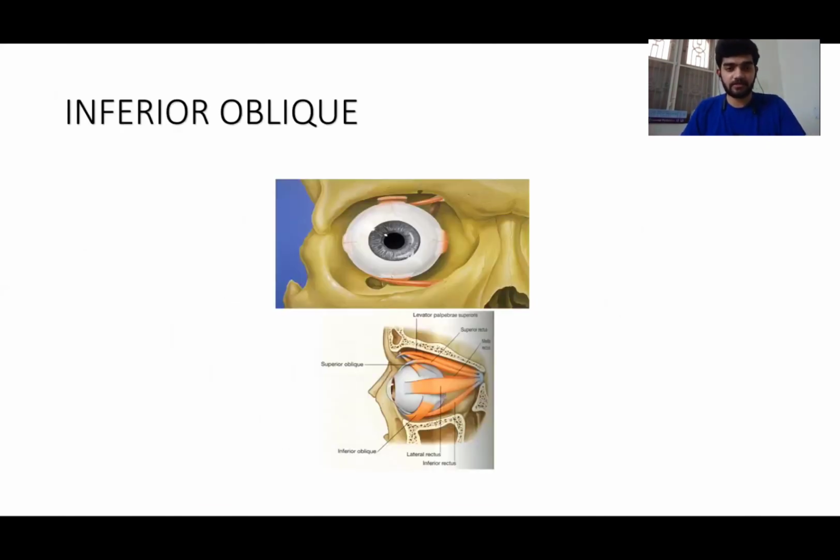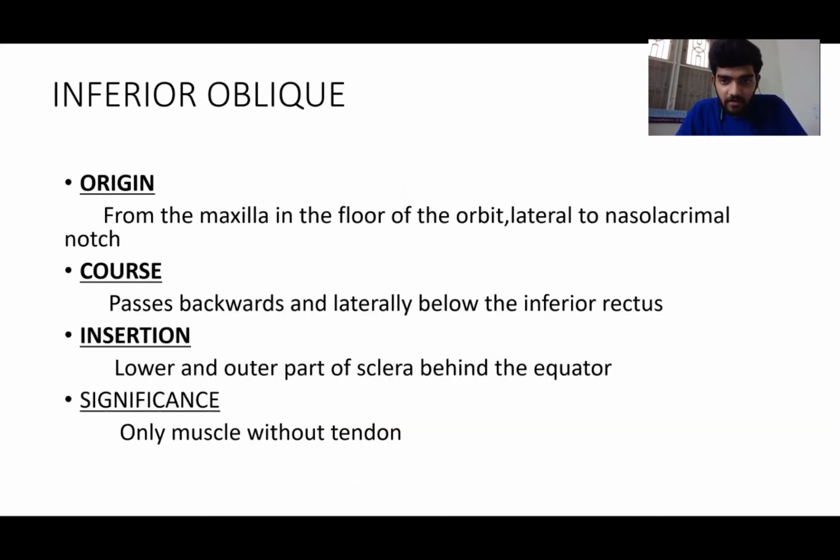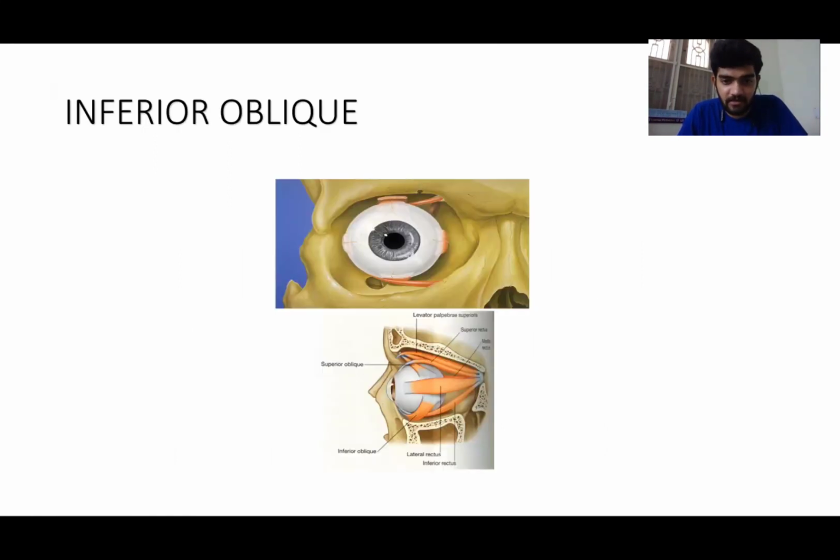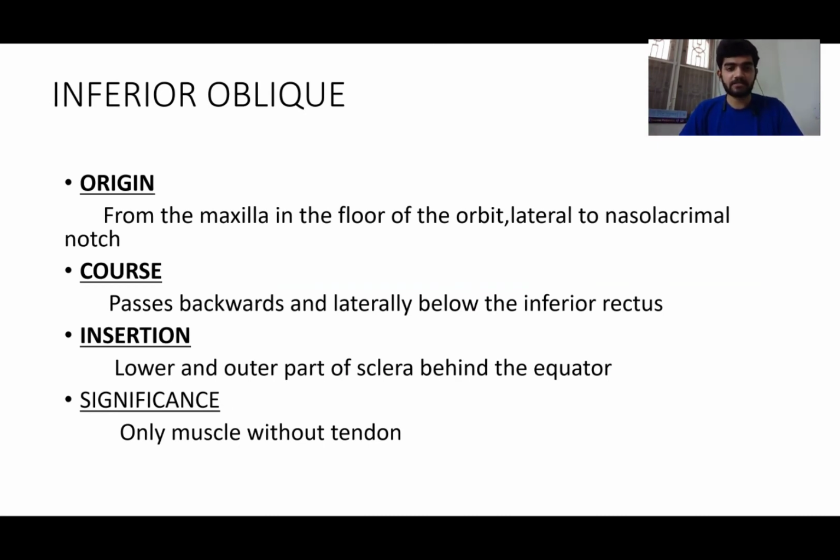Okay, let us assume this. This is the inferior oblique muscle that originates from the maxilla in the floor of the orbit, lateral to the nasolacrimal notch. It passes backwards and laterally below the inferior rectus. Insertion is the lower and outer part of sclera behind the equator. Here is the equator and it attaches behind the equator.